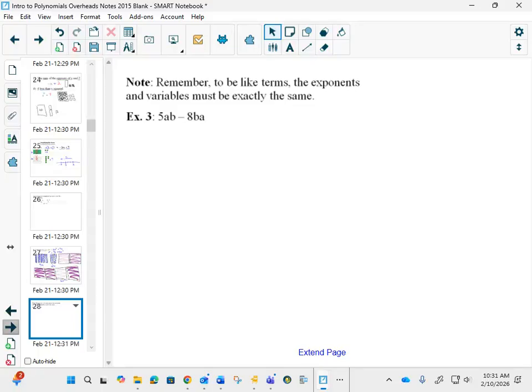This one has an a with an exponent of 1. Does this one have an a with an exponent of 1? Yes. This one has a b with an exponent of 1. Does this one have a b with an exponent of 1? Yes. The order doesn't matter. They're just switched. But these are still like terms.